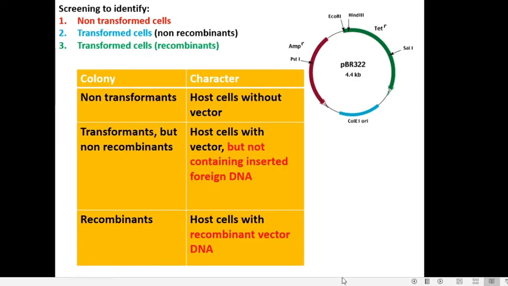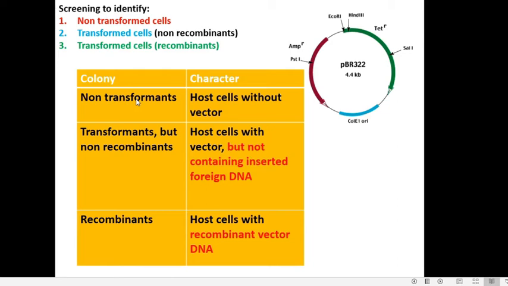So after the experiment, we will have 3 types of cells remaining. After the transformation experiment, there will be 3 types of cells remaining. They can be called as non-transformants, transformants but non-recombinants, and recombinants. So what are they? First one, we go to the non-transformants.